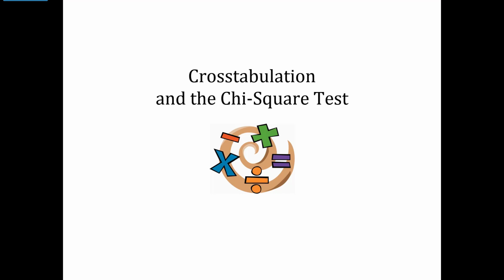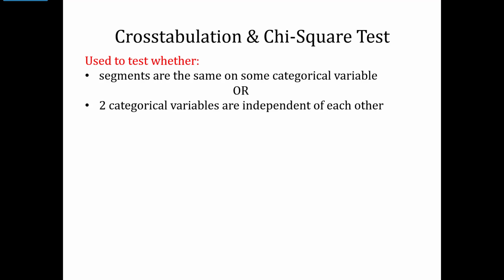The test that we will use with a crosstab is called a chi-square test. The statistical test with a crosstab is a chi-square test of independence. This is basically a goodness of fit test. That is, it is used whenever you want to see how well an observed frequency distribution fits some hypothesis about the population. Here, we use it to test whether the segments are the same on some categorical variable or different.